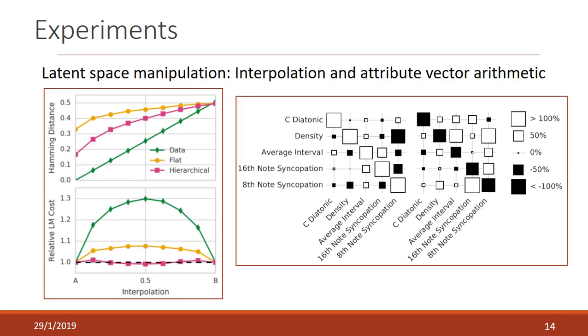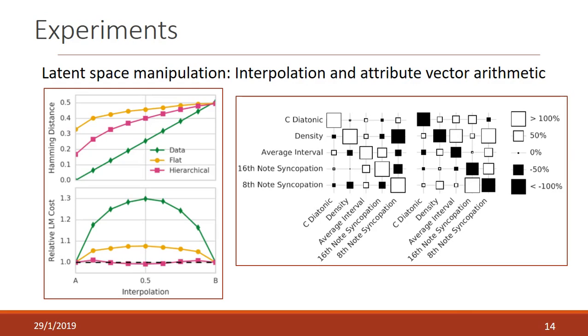the authors also proved the ability of latent space manipulation by interpolation and attribute vector arithmetic. For interpolation, the authors do the interpolation in the top left figure. You can see the normalized Hamming distance of the proposed method is closest to the data. In the bottom of the left figure, the coherence of the interpolated data is measured. Lower is better. The proposed method gives the best coherence.